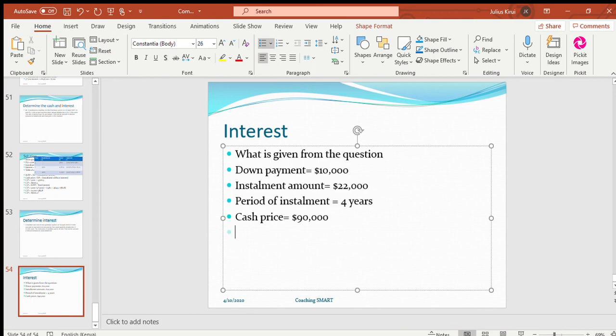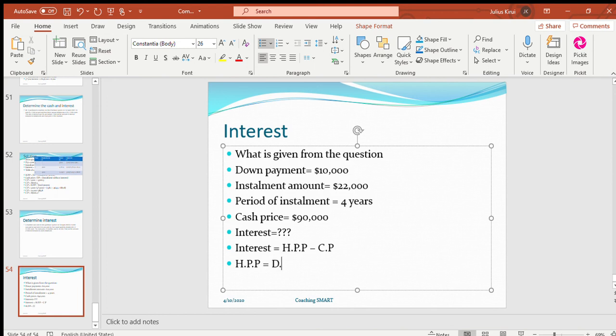So what are we looking for? So interest is not there, is it? So we need to actually identify what our interest is. Now, using the formula, how do you get interest? Interest equals to what? Hire purchase price minus the cash price, is it? Now, what is the hire purchase price? How do you get the hire purchase price?